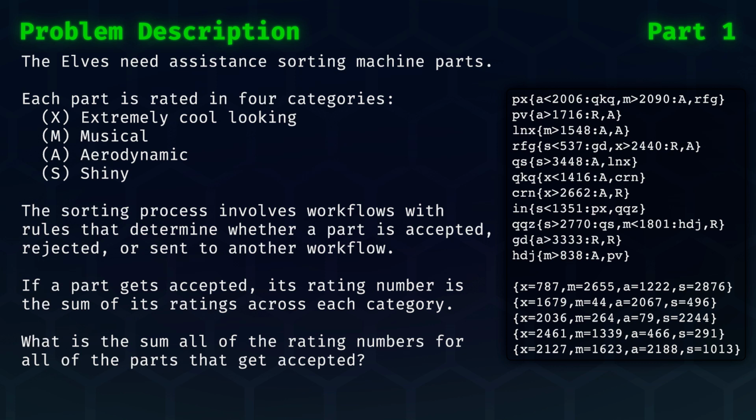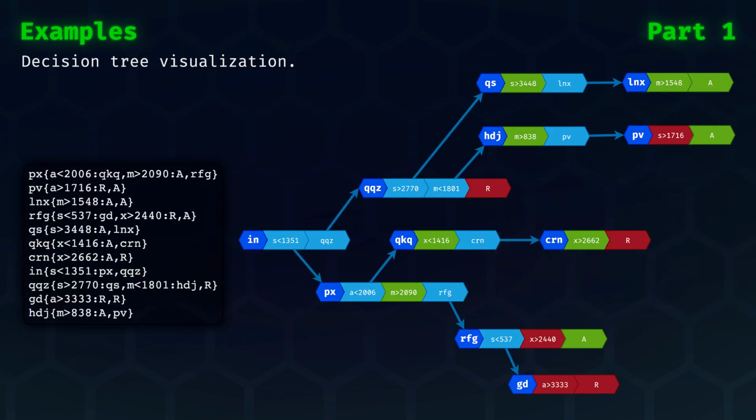Now, the main question for Part 1. What is the sum of all of the rating numbers for all of the parts that get accepted? Let's have a look at an example. On the left, you see the workflows that are provided as an example.